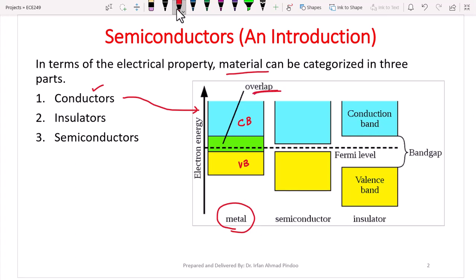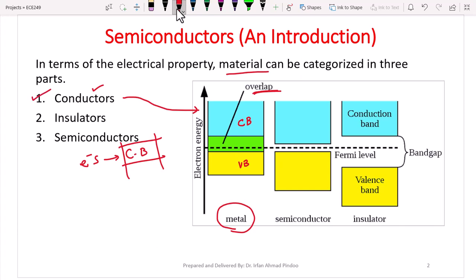Overlapping means that the electrons which are available in the valence band are already part of the conduction band. The concept goes like this: if we want a current, then electrons must be available in the conduction band. Then only the electrons will be free and they can start conducting. So in case of metals, the valence band electrons are already available in the conduction band because of the overlap. So they are good conductors of electricity and they can conduct easily.